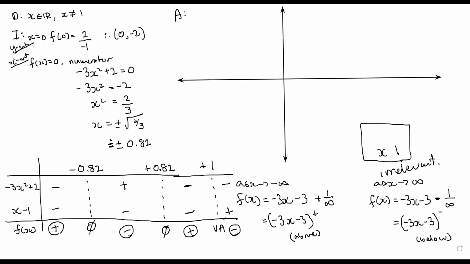This is your first oblique. Everyone okay? You draw your scale? I see some lines, good. Okay, here we go. I have an x-intercept at negative 0.8. Positive 0.8, and I have a vertical asymptote at 1. That's a 1. I have a y-intercept at -2.